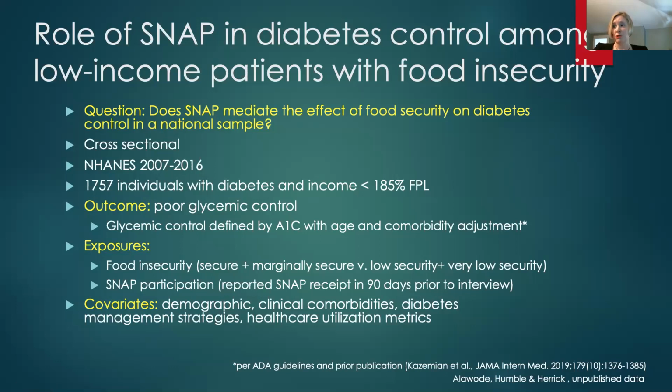So primary exposures of interest were food insecurity, again defined by dichotomizing the results on the 10-item USDA food security questionnaire, and SNAP participation defined as receiving SNAP benefits within the previous 90 days. We considered covariates, including multiple demographic variables, clinical comorbidities that had not already been used to define the individual's A1C goal, diabetes management strategies including diet, physical activity and medications, and health insurance and healthcare utilization metrics.